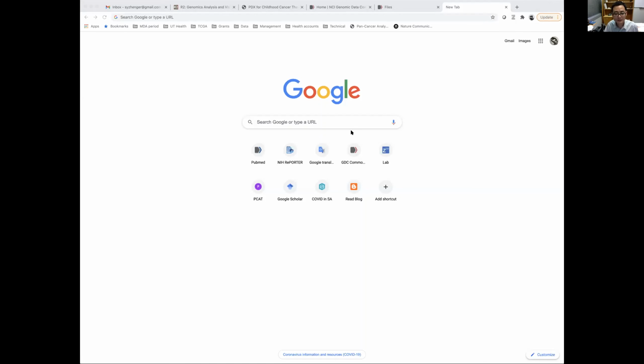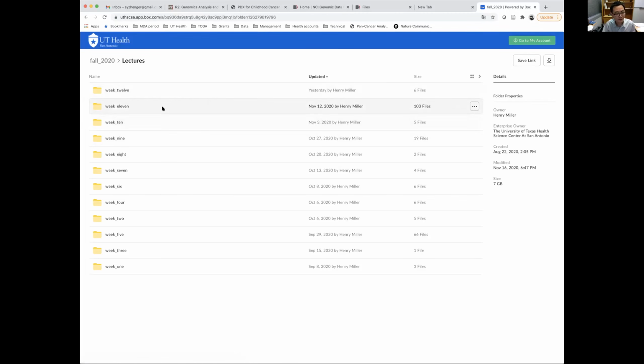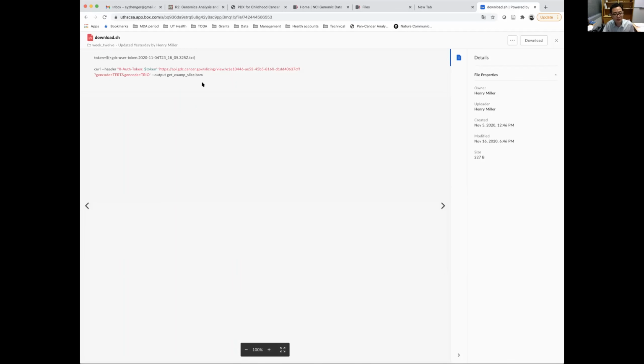In the example folder, I included a download bash file. This is essentially for if you have access to a virtual machine, or you can even do this on your own Mac. And curl is basically a generic tool, included in every Linux distribution. So you can download the slice of BAM here.